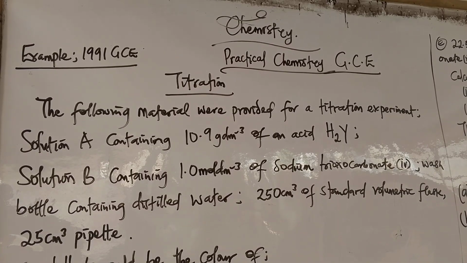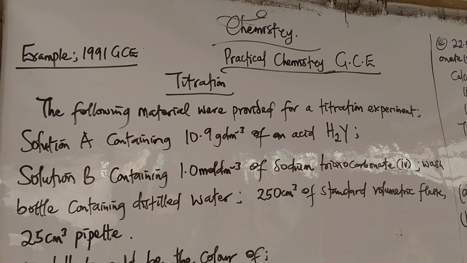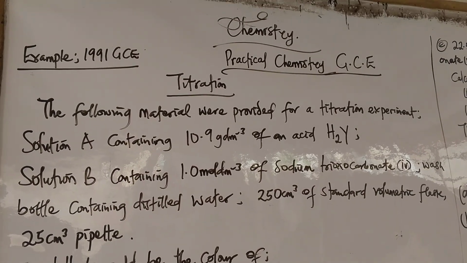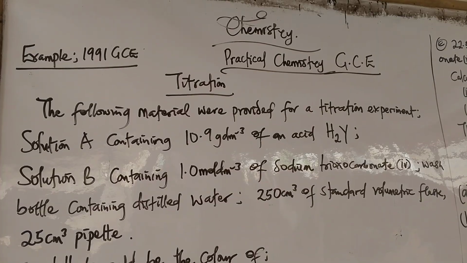Titration, question number 1, 1991. The following materials were provided for a titration experiment. Solution A containing 10.9 gram per dm cube of an acid H2Y. Solution B containing 1.0 mol per dm cube of sodium trioxocarbonate 4. Watch bottle containing distilled water, 250 cm cube standard volumetric flask, 25 cm cube pipette.